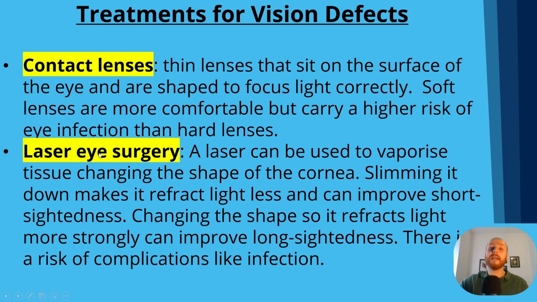Laser eye surgery is another option that people can go for, and a laser can be used to vaporize tissue, changing the shape of the cornea. This will slim it down to make it refract light less, and it can improve short-sightedness. And also changing the shape so it refracts light more strongly can improve long-sightedness. But there is a risk of complications such as infection with this surgery.